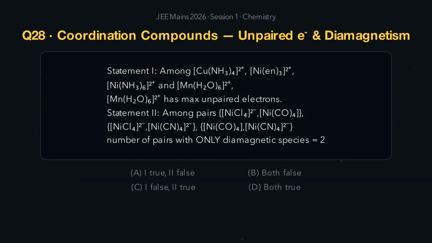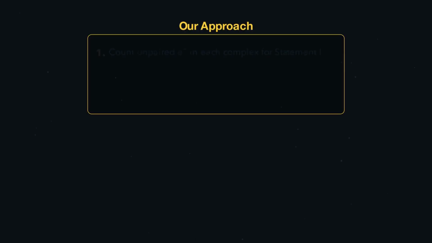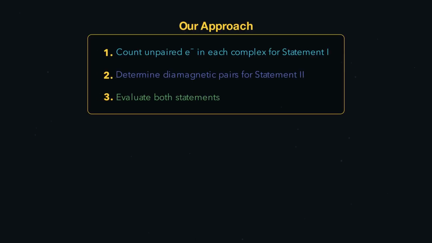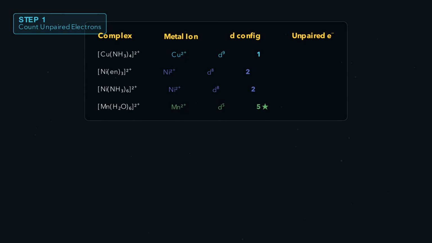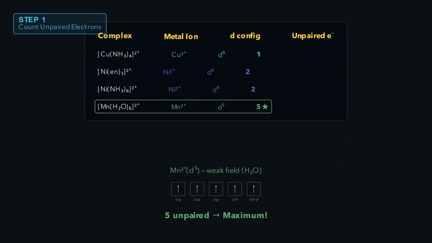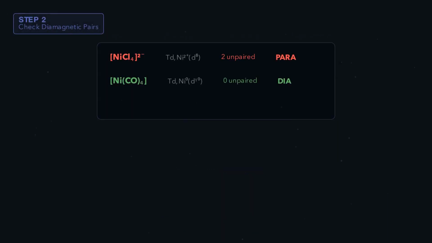Coordination chemistry in JEE loves to test one thing. Can you quickly figure out how many unpaired electrons a complex actually has? In this question, we need to judge two statements about magnetic properties of nickel and manganese complexes. First, we'll identify the metal oxidation state and d-electron count for each complex in statement 1. Then we count unpaired electrons using crystal field theory to determine which has the maximum. For statement 2, we'll examine 3 nickel complexes, checking their geometry and field strength to decide which are diamagnetic.